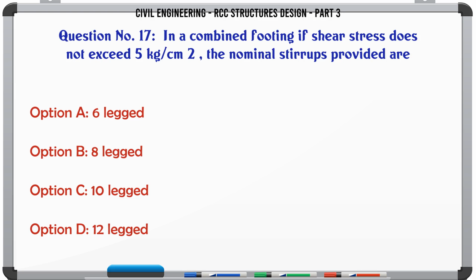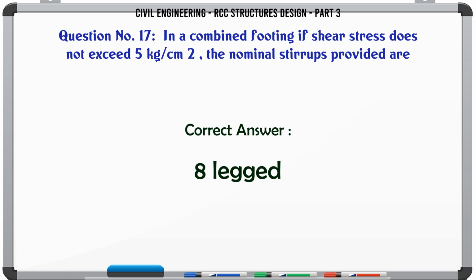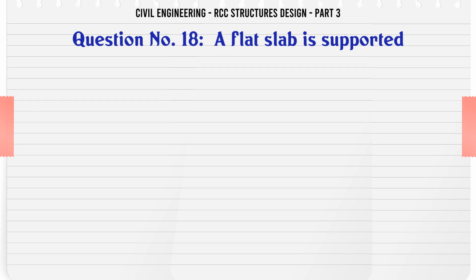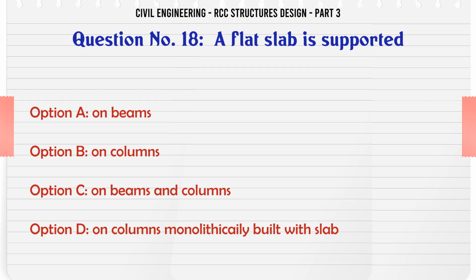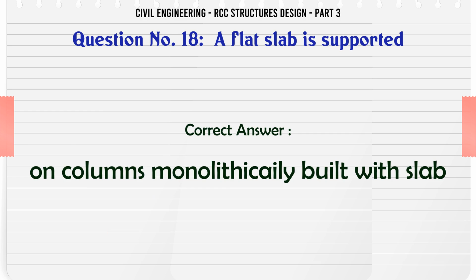A. 6-legged, B. 8-legged, C. 10-legged, D. 12-legged. The correct answer is 8-legged. A flat slab is supported A. on beams, B. on columns, C. on beams and columns, D. on columns monolithically built with slab. The correct answer is on columns monolithically built with slab.